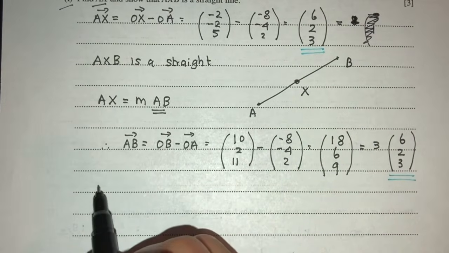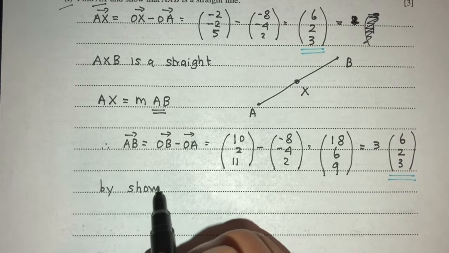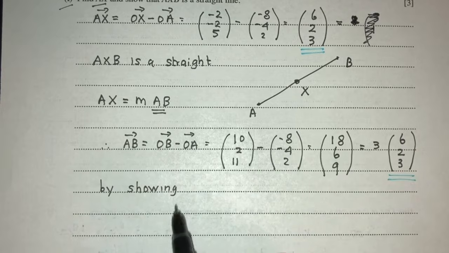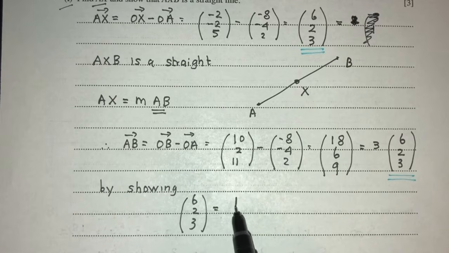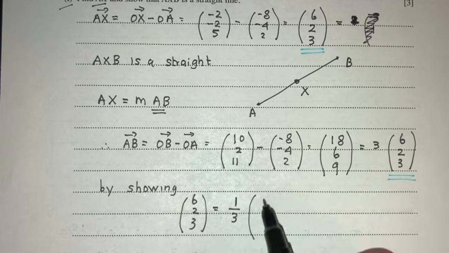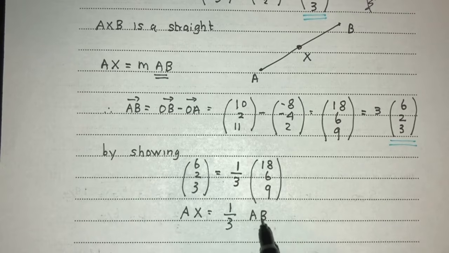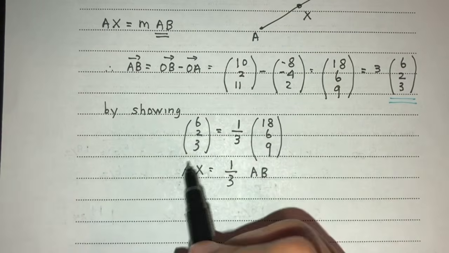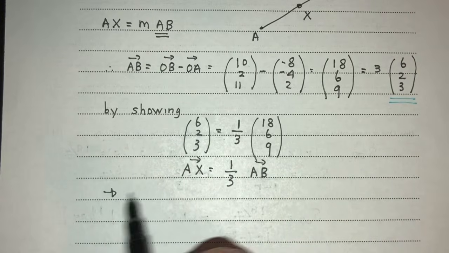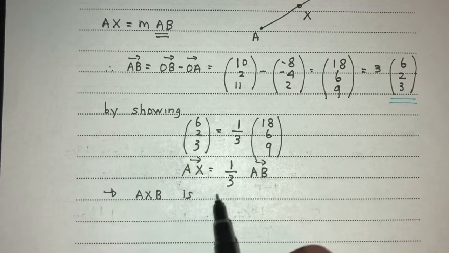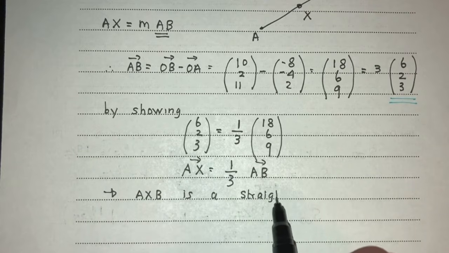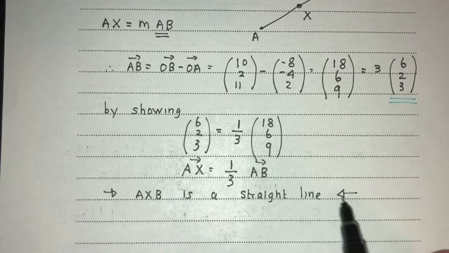So hence you can write this down by showing AX, which is 6, 2, 3, is 1/3 of AB, which is 18, 6, 9. You can write here AX is 1/3 of AB. So we have shown this multiple, and thereby you have proven that AXB is a straight line. Okay, that is for part 1.